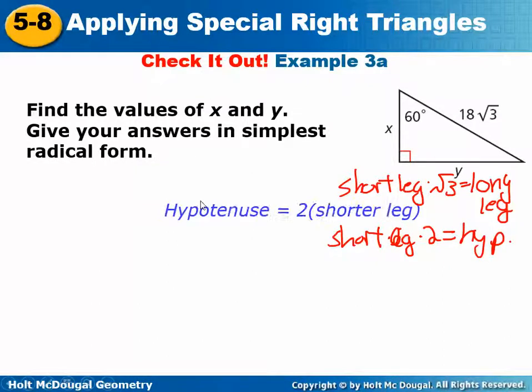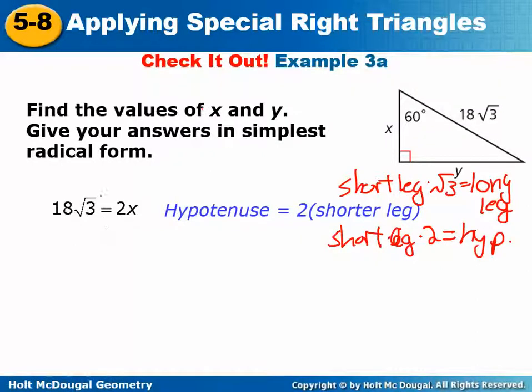All right, in this one we are given the hypotenuse. Let's find the short leg first. If you have a choice of finding the hypotenuse, the short leg, or the long leg, find the short leg first if you can. Sometimes you're given that, and that's nice, because everything's based off the short leg. So we're going to say that the short leg times 2 is equal to the hypotenuse, and the hypotenuse is 18 square root of 3.